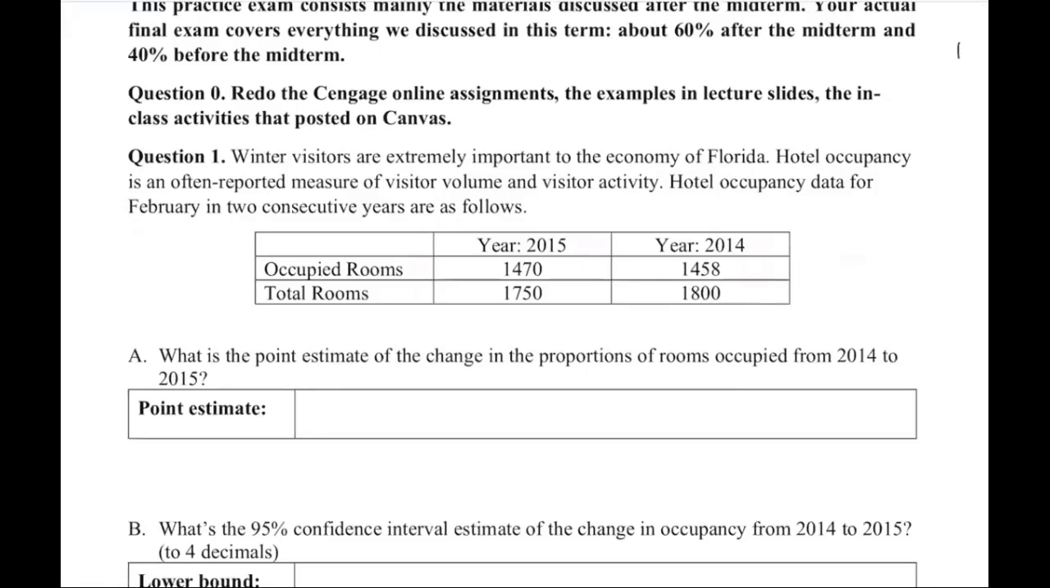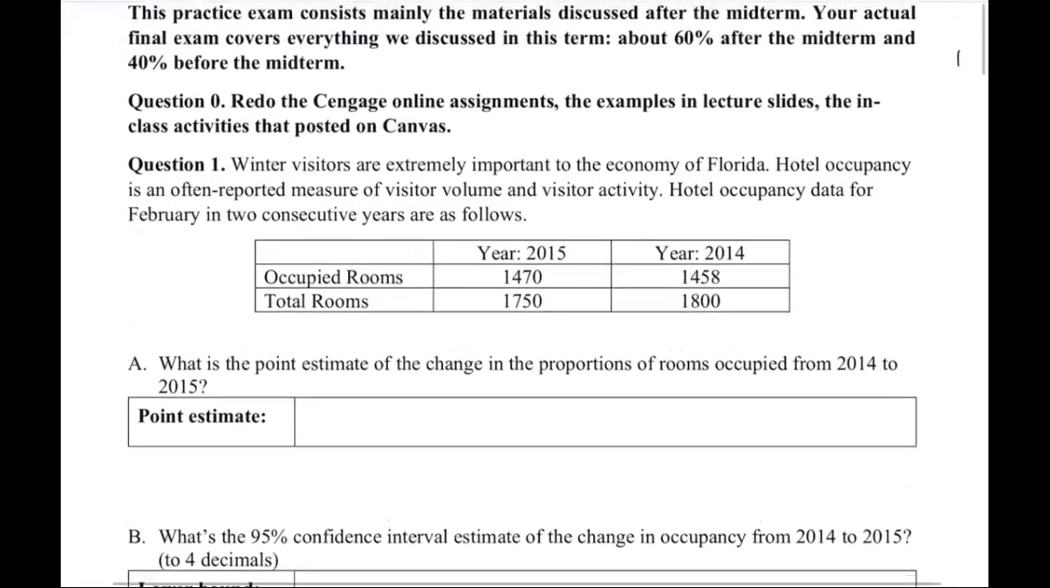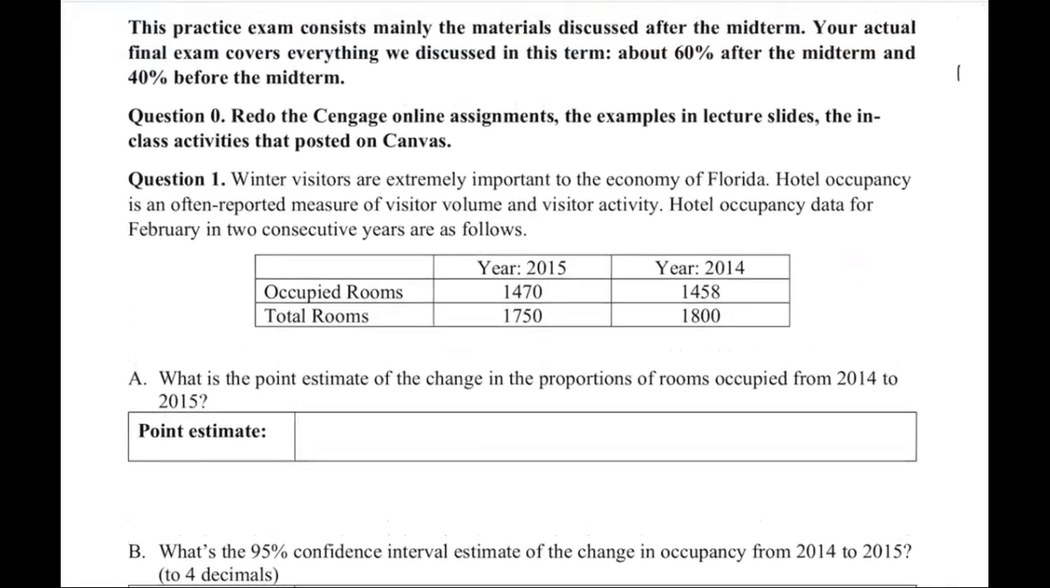But you want to think carefully. For example, the first question: what is the point estimate of the change in the proportion of rooms? This is definitely a keyword you should highlight: proportion of rooms. It looks like it's dealing with proportions. If it's dealing with proportion, what kind of data do you think it is? Is it numerical data or categorical data? Categorical. It's categorical data.